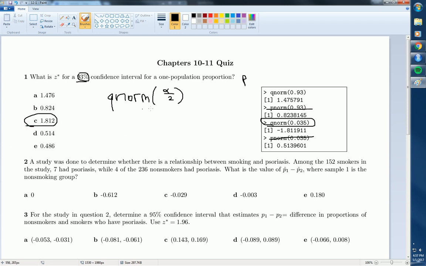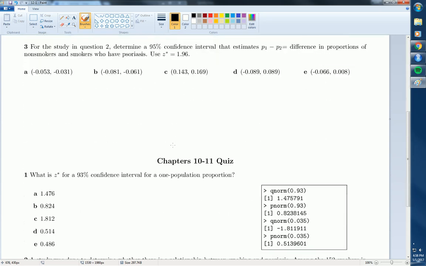Like with all Z stars and T stars, we don't care if it's a negative or a positive number because your confidence interval is going to have a p hat plus or minus a z star times the standard error anyway, so you have a plus or a minus. It doesn't matter if this thing is a minus or a plus.